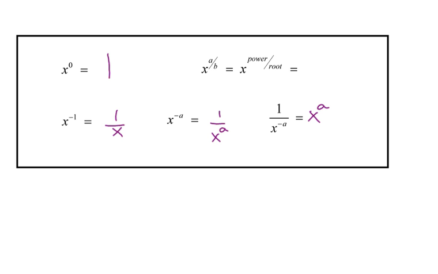Anyway, remember power over root? Or did I tell you about flower power over root? So the power's on top, the root, or the index, is on the bottom. If we have x to the power of a over b, b is the root. The bottom is the root, just like a tree or a flower, the roots are on the bottom. That tells us the index for the radical, and then the power is on top.